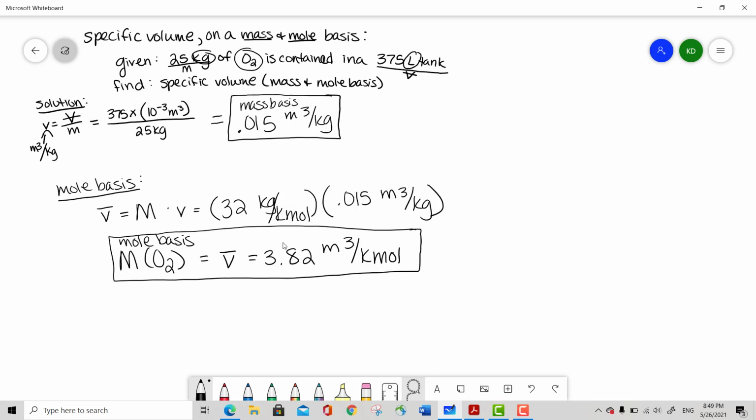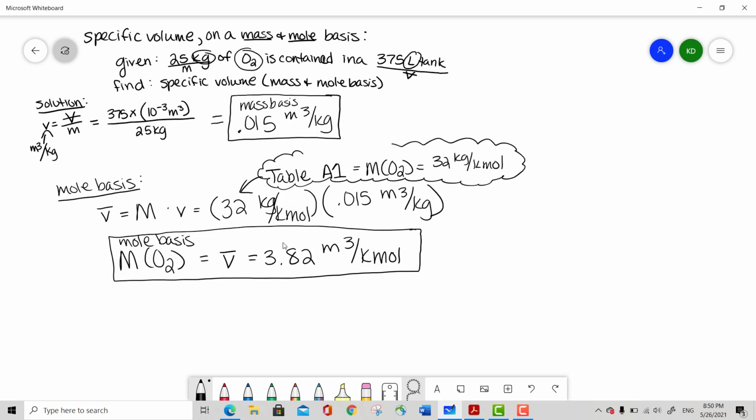And I'll write down this. So this was from table A1, and it is O2 equals 32 grams per kilomole. So really easy, but it's just good to work through. And there's one of these on a homework for you to work independently. Okay. So that is our specific volume example.